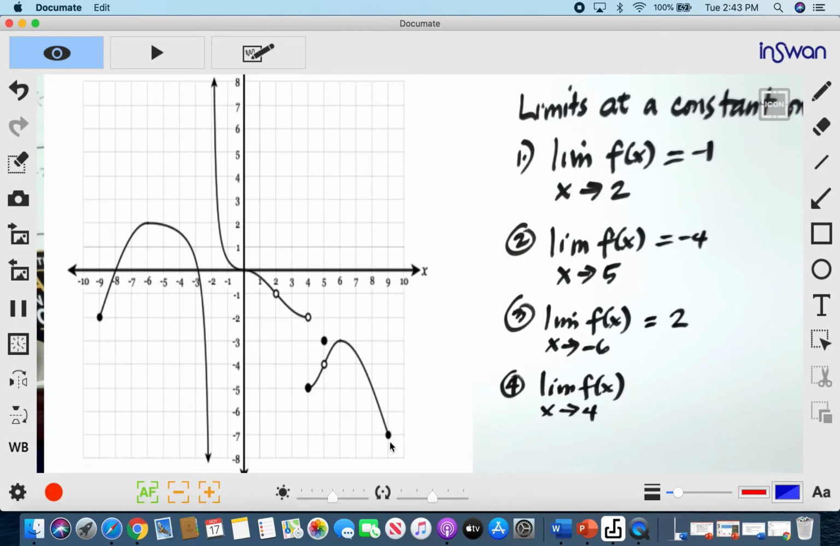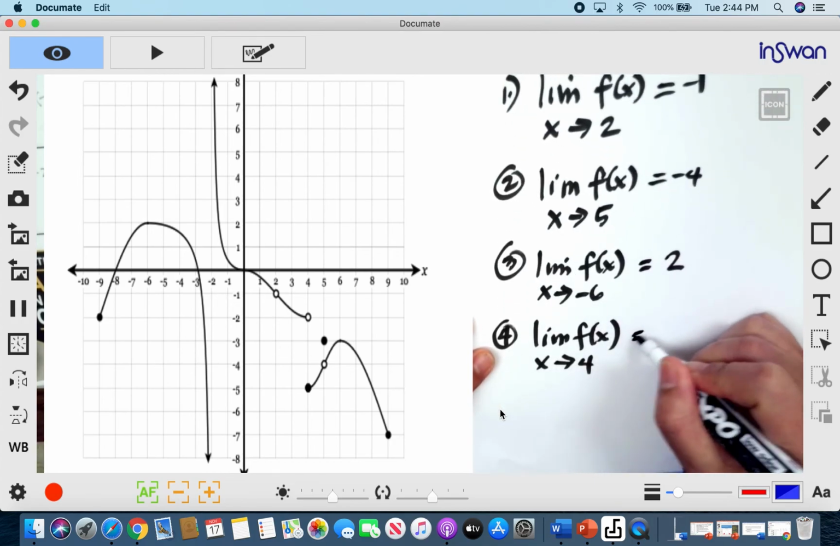Why? It's because from the right of 4, your y is approaching negative 5. Now, we have to consider this gap here because we are coming from the right. There is a gap here, but there's a dot here. So, therefore, this will be referring to negative 5 as x is approaching positive 4. But from this graph, as x is approaching positive 4, it approaches negative 2. So the limits are different. From the right is negative 5 and from the left is negative 2. So therefore, the limit of f of x does not exist.